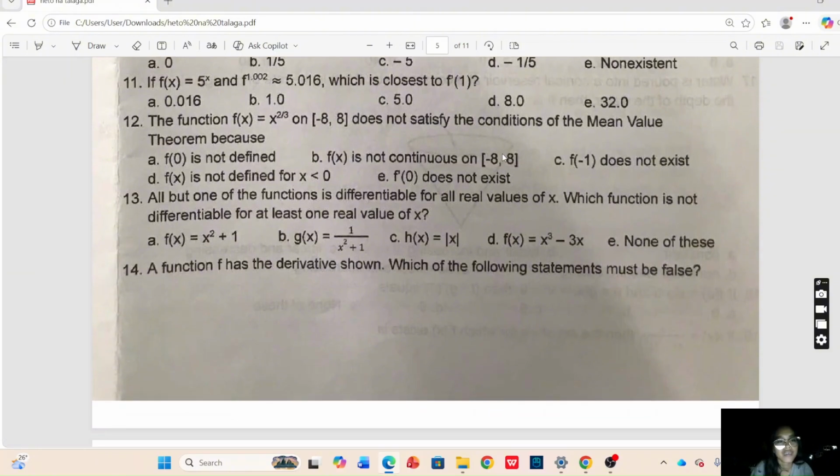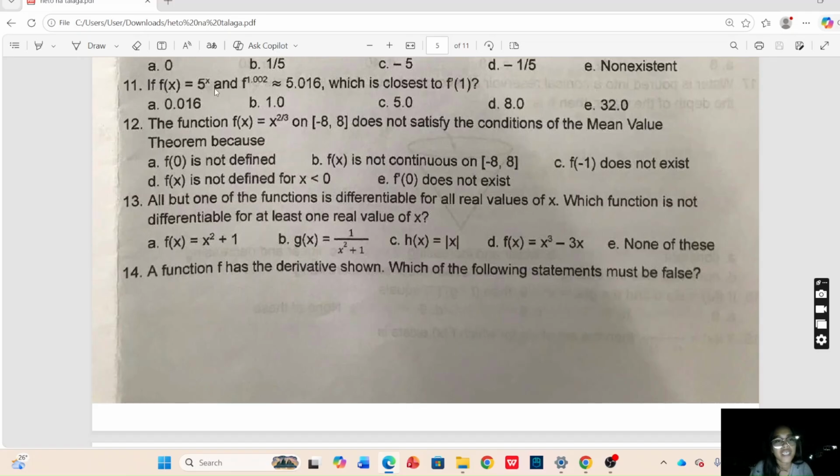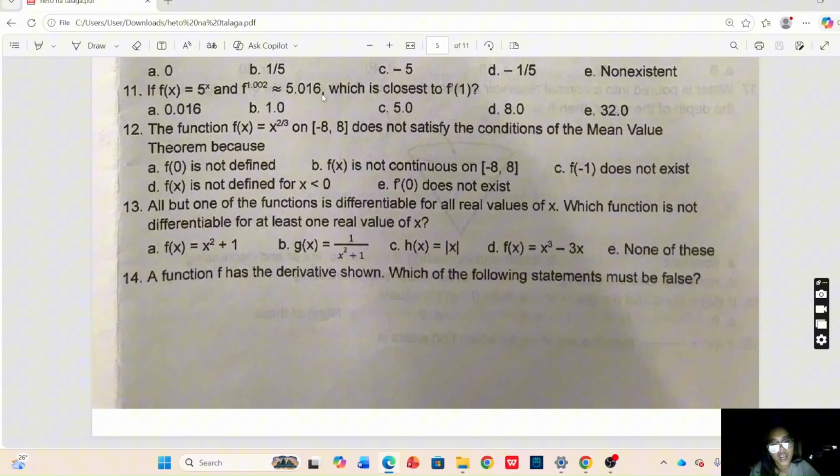For number 11, so if f of x is equal to 5 raised to x and f of 1.002 is 5.016, which is the closest of f prime of 1. So the correct answer of this is 8.